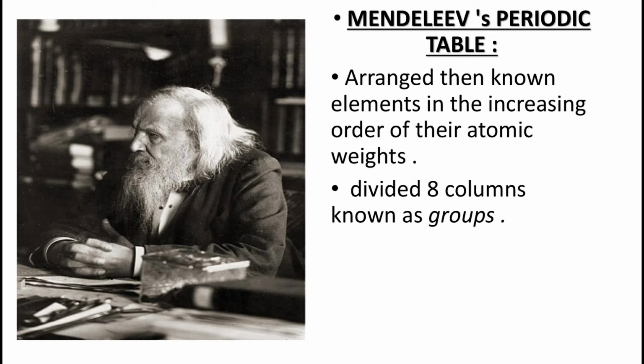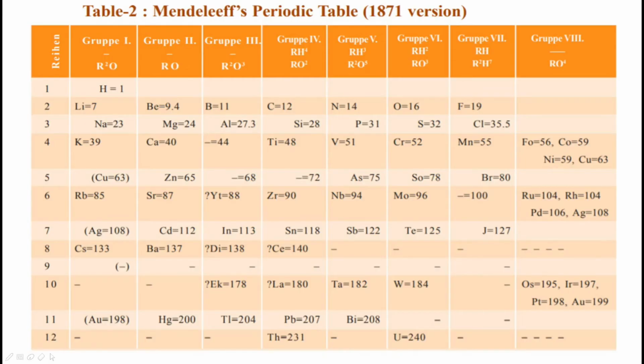The more developed periodic table based on atomic weights was given by Mendeleev. Let's learn about his periodic table. Mendeleev arranged the elements known at the time in a chart, in a systematic order, in the increasing order of their atomic weights. In the modified Mendeleev periodic table, he divided the chart into 8 vertical columns known as groups.